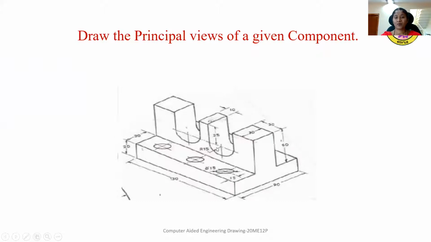If you look at this problem, the direction for the front view and also for the side view has not been specified. So always when the direction for the front view or the side view is not indicated in the problem, the direction which shows the maximum features of the object or the component should be chosen as the direction of the front view. In this problem, if I look from this direction, I can see the maximum feature of this component. So I'm going to take this direction as the direction of the front view.